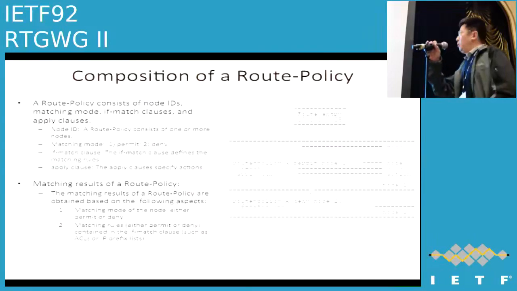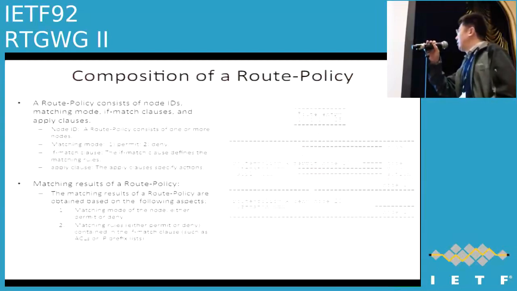Okay, and the matching result of the route policy is obtained based on the following aspects: the matching mode of the node as permit and deny, and matching rules. So in each rule we have permit or deny, and in each node we have permit or deny. Finally, these two parameters decide whether this policy permits or denies, and applies some changes to parameters.